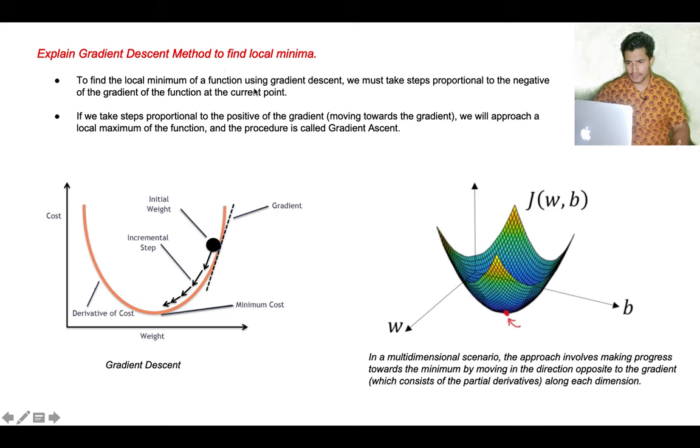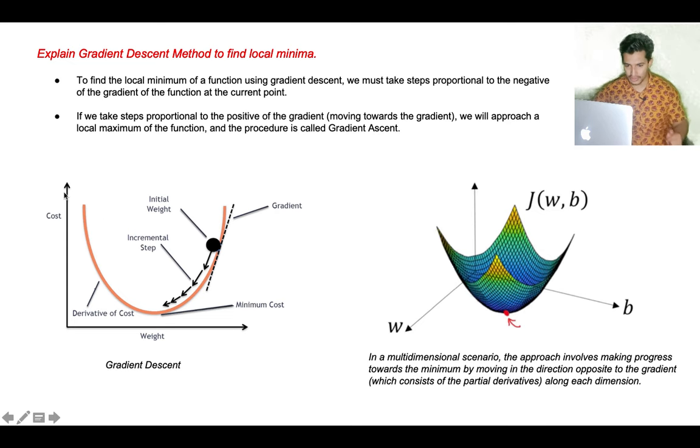To find local minima of a function using gradient descent, we must take steps proportional to the negative of the gradient of the function at a current point. So if we take steps proportional to the positive of the gradient, moving towards the gradient, we will approach a local maxima of a function, and the process is called gradient ascent. When we want to find the maxima, we move in the direction of the positive of the gradient, but if we move in the direction of the negative of the gradient, we will reach minima, which is called gradient descent.